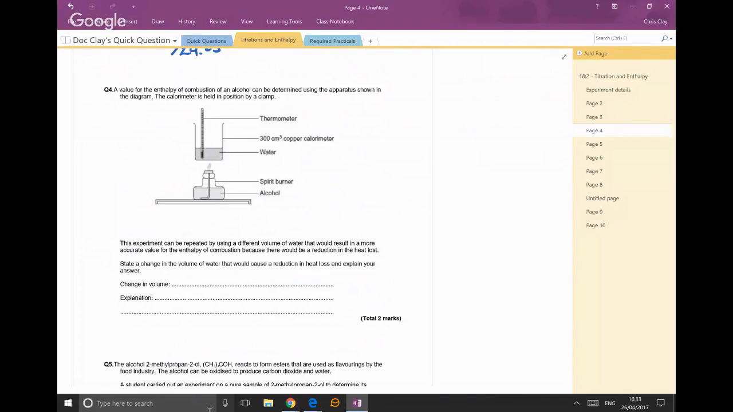Here we've got our enthalpy of combustion. So here's our spirit burner. You might have done this reaction in school. A value of the enthalpy of combustion of an alcohol can be determined using the apparatus shown in the diagram. The calorimeter is held in position. Okay, so they don't bother drawing the actual stand and that sort of thing.